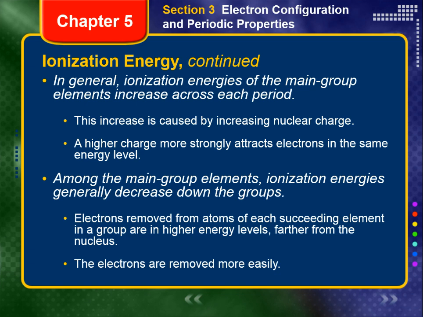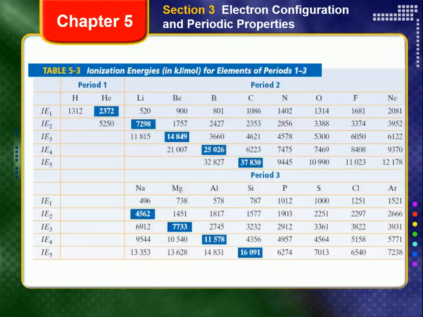Moving on to removing electrons from positive ions. With sufficient energy, electrons can be removed from positive ions as well as from neutral atoms. The energy of removal of additional electrons from an atom is referred to as the second ionization energy, third ionization energy, and so on. Table 5-3, on screen now and on page 145 of your text, shows the first 5 ionization energies for the elements of the first, second, and third periods.